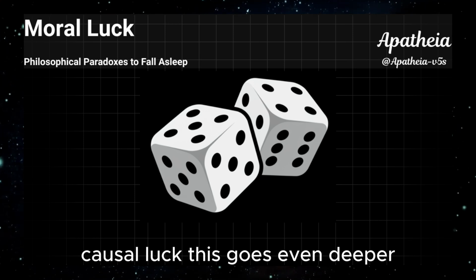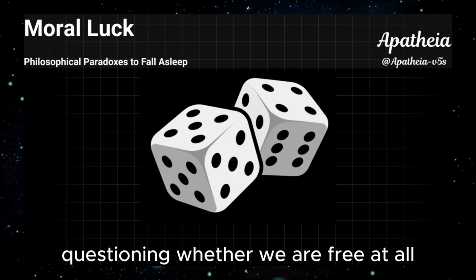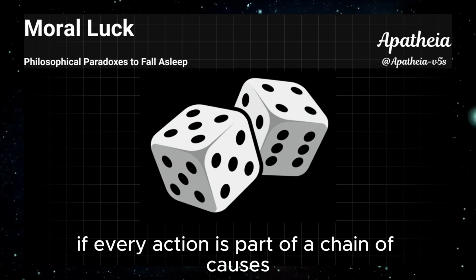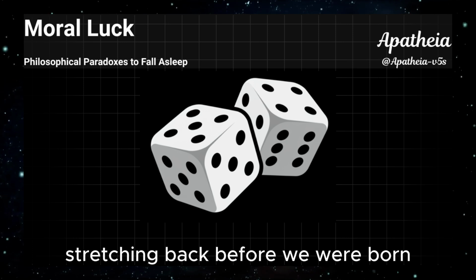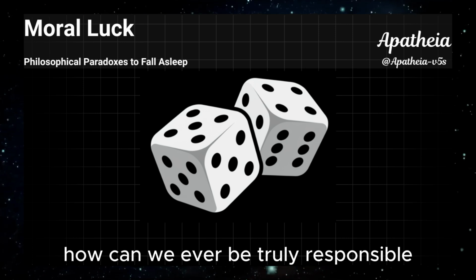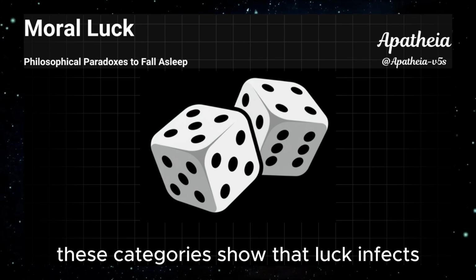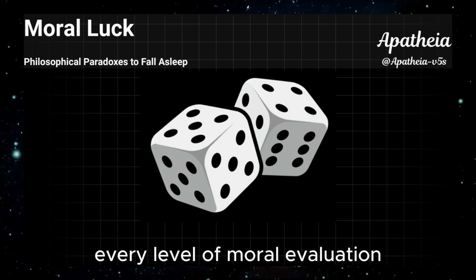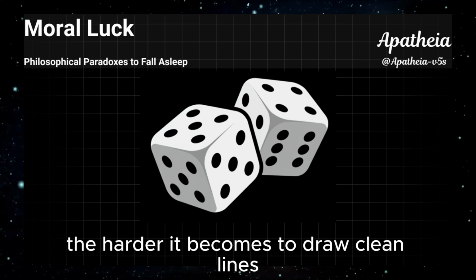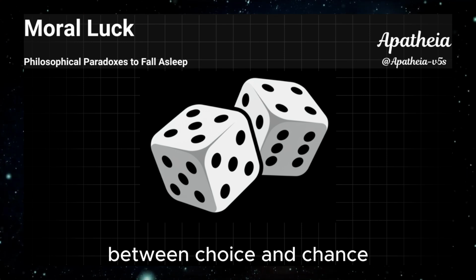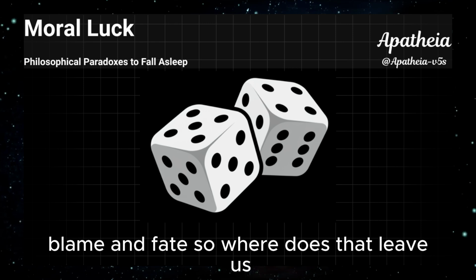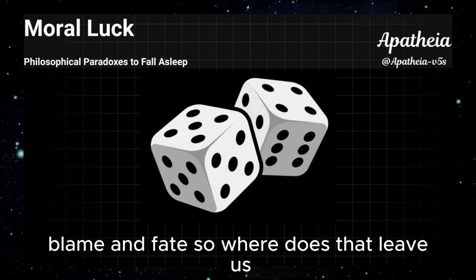Causal luck. This goes even deeper, questioning whether we are free at all. If every action is part of a chain of causes stretching back before we were born, how can we ever be truly responsible? These categories show that luck infects every level of moral evaluation. The more we think about it, the harder it becomes to draw clean lines between choice and chance, blame and fate. So where does that leave us?